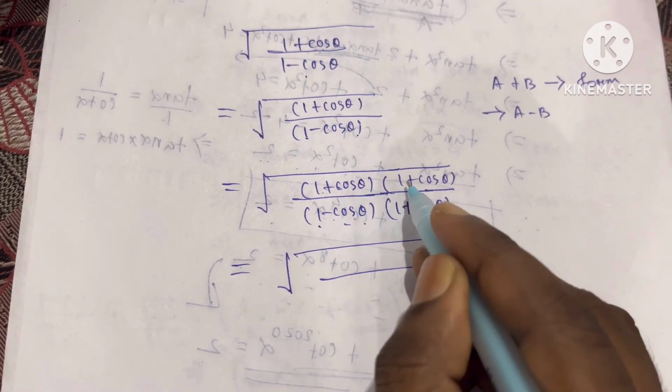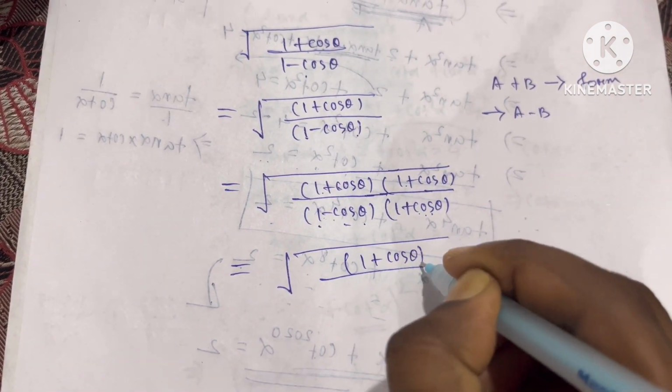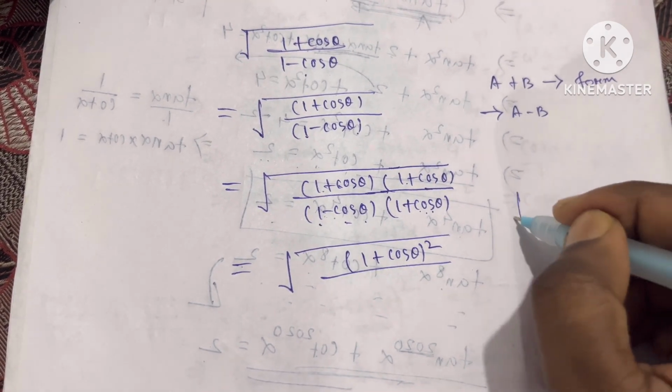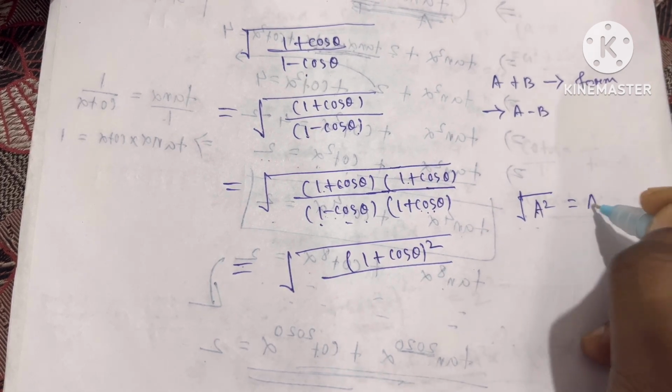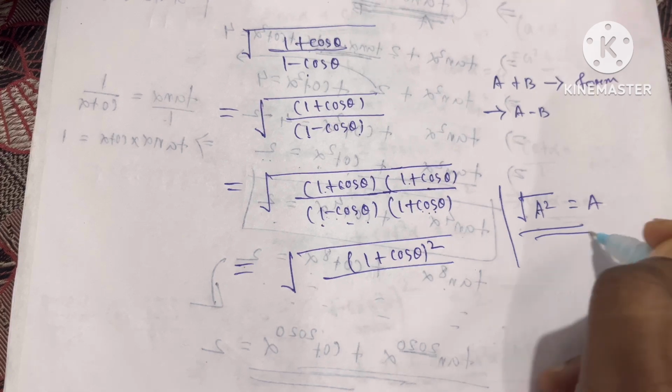So 1 plus cos theta, this is also 1 plus cos theta. So I can write (1 plus cos theta) whole square. When we get a square under the root, we can remove the root, because as you know, root over a square is equal to a. So for removing the root, we'll use this concept.